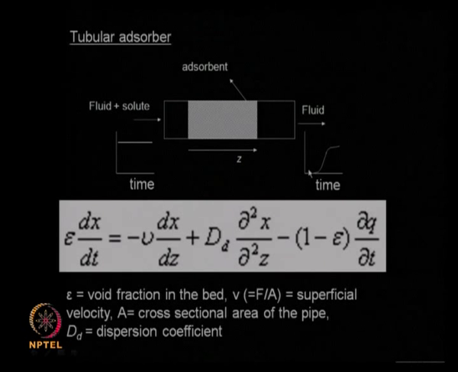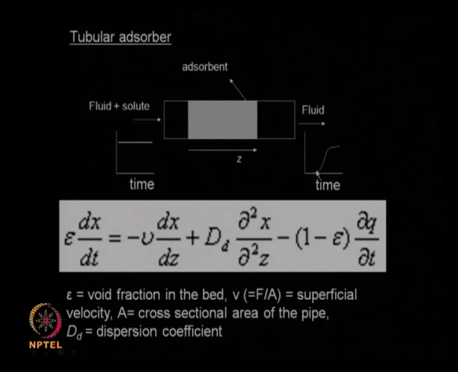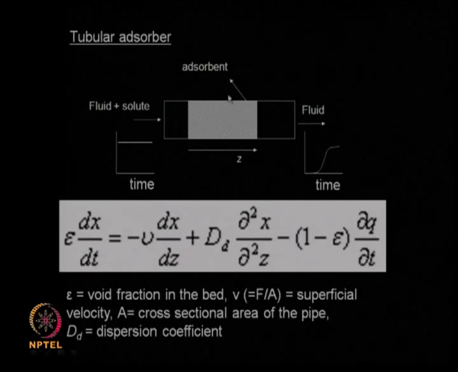Initially you will not find any solute because it would have got totally adsorbed, because the adsorbent is fresh. And after some time what happens? You will start seeing some solute coming out in the exit fluid, and then finally the adsorbent is totally saturated with the solute, there is not going to be any more adsorption. So whatever is coming in will start going out. So you will get a sigmoidal type of curve.